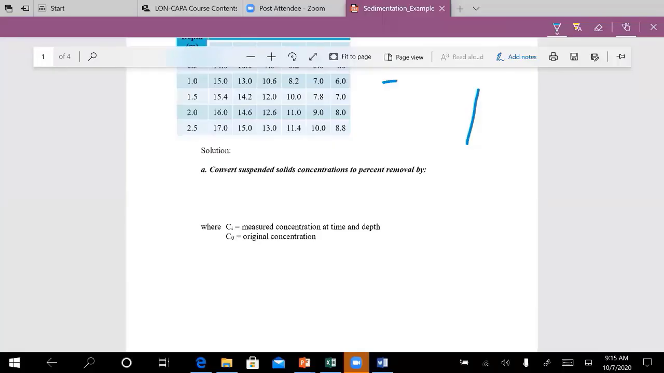So what we need to do next, as I mentioned, is to convert the suspended solids concentration to % removal.